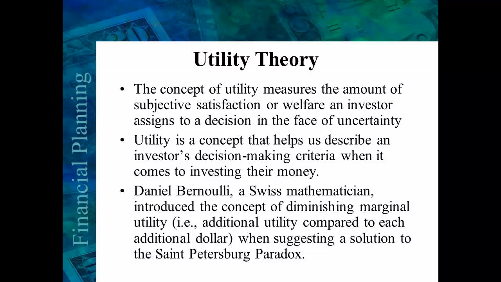Daniel Bernoulli, a Swiss mathematician, introduced the concept of diminishing marginal utility, i.e., an additional utility compared to each additional dollar, when suggesting a solution to the St. Petersburg paradox. His position was that the increase in utility of an outcome is not directly proportional to the dollars of outcome. Rather, the utility increases, but at a decreasing rate as compared to the benefit. For example, the utility of $1 extra for someone with $100 total savings is greater than the utility assigned for $1 extra by someone with $1 million in savings.